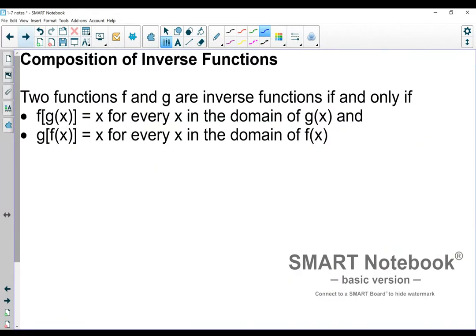So for composition of functions, that's when we put one function inside the other.